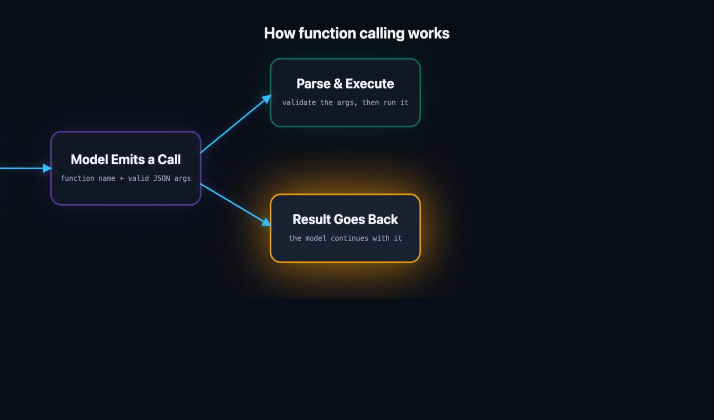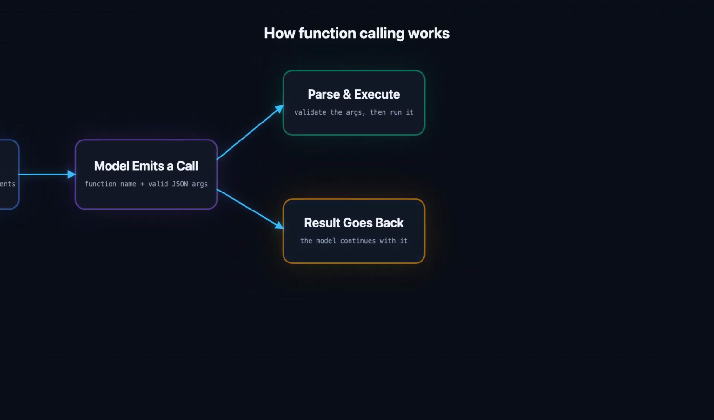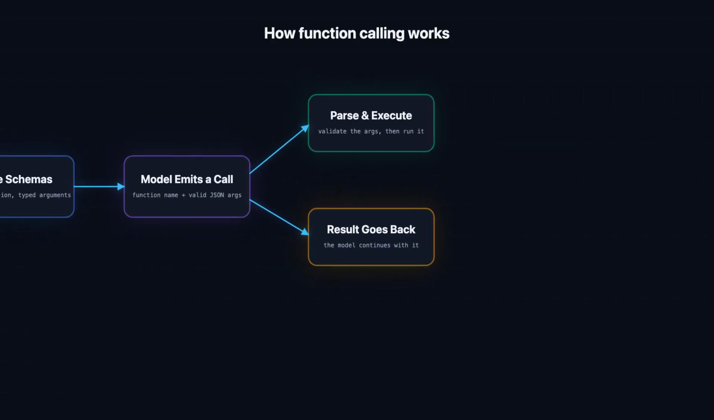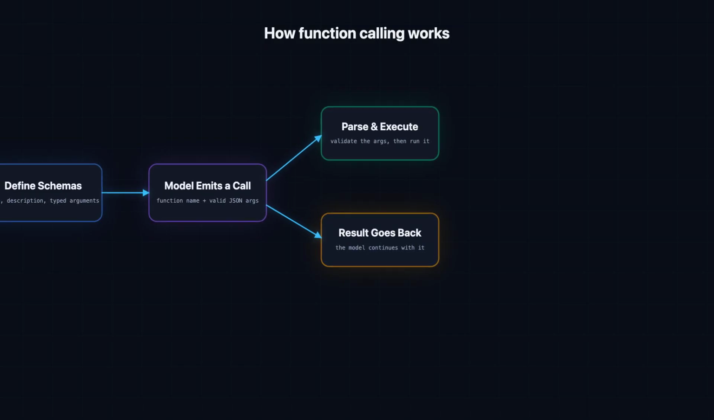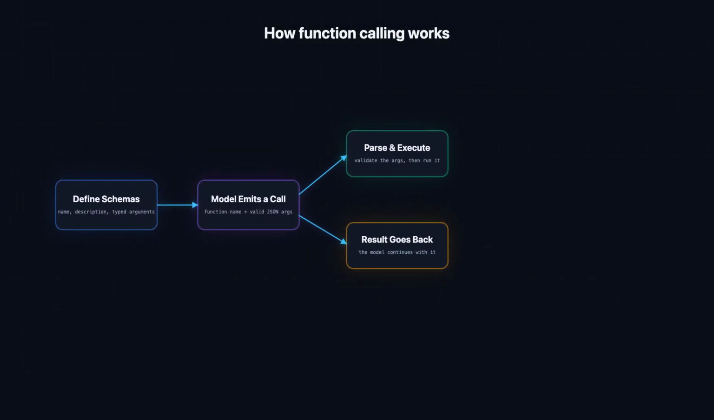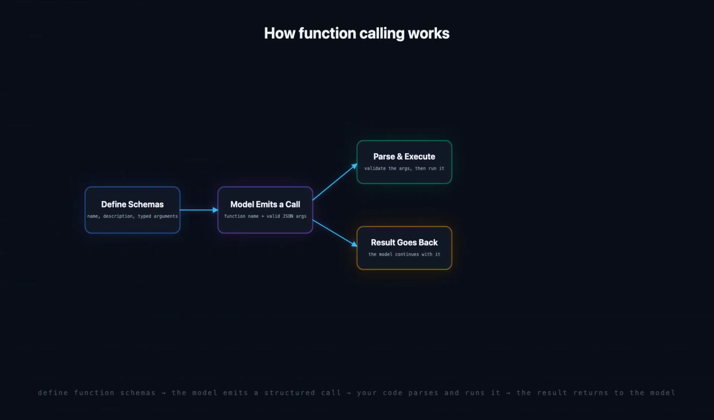Finally, the function's result goes back to the model. It reads that output and continues its response grounded in a real answer. And because the format is structured, the model can even request several calls at once, and you handle them cleanly.